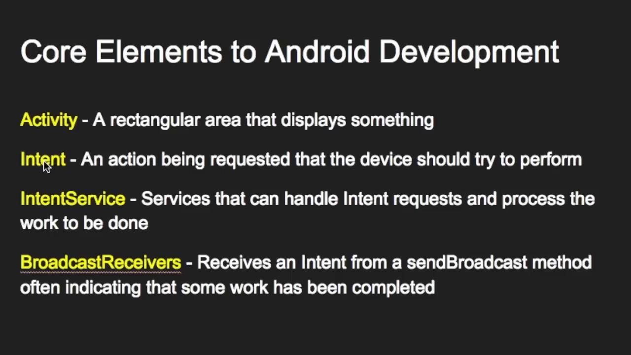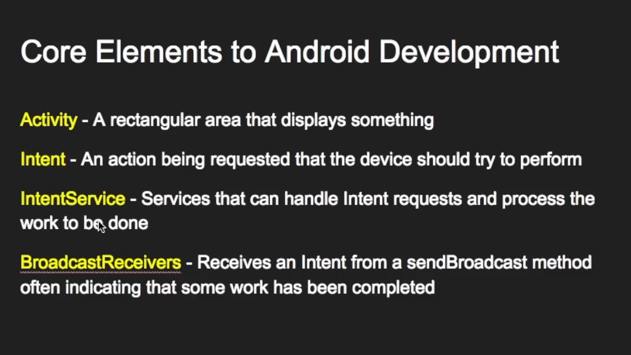An intent is going to be like a translator, translating that sign language, so to speak, into something that we want the Android device to perform. So think of it as a translator or a mediator that is going to say, here's what we want to have done, what is out there on the device that could do it for us. And that's where intent services and broadcast receivers come in.